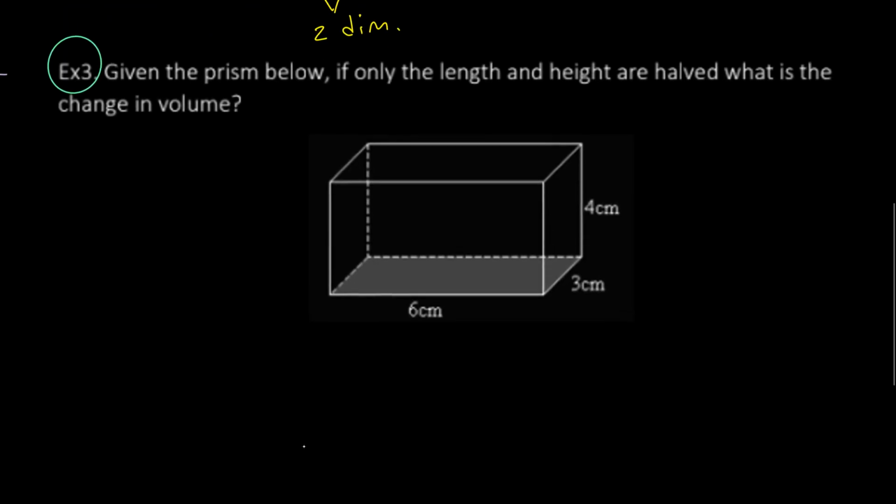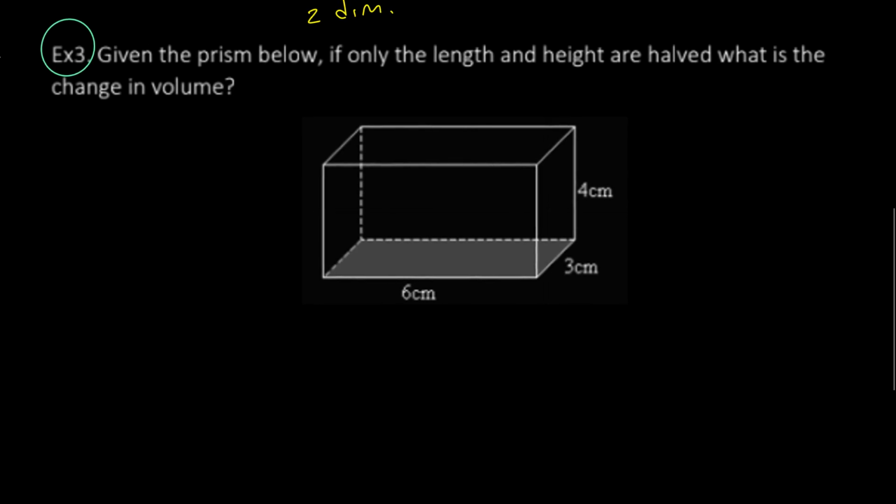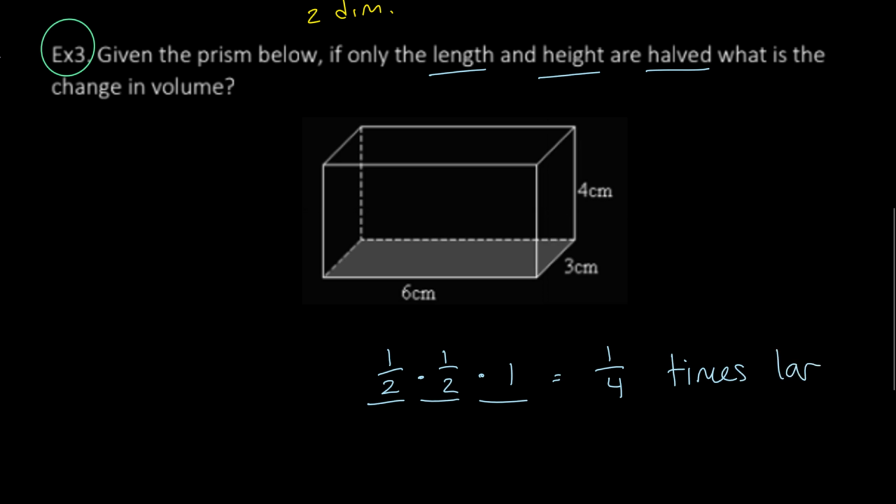All right, number 3. Bhargav, how many times larger is our new shape? 1/4. Yes, and how'd you get that 1/4? 1/2 times 1/2. Right, only 2 of the dimensions are changing, the length and the height are being halved. That means 2 of them are being halved and 1 is staying the same. So 1/2 times 1/2 times 1 is 1/4 times larger.